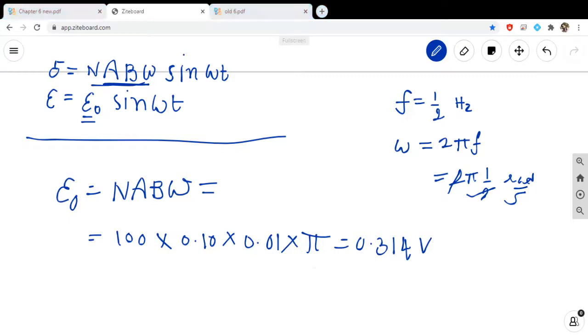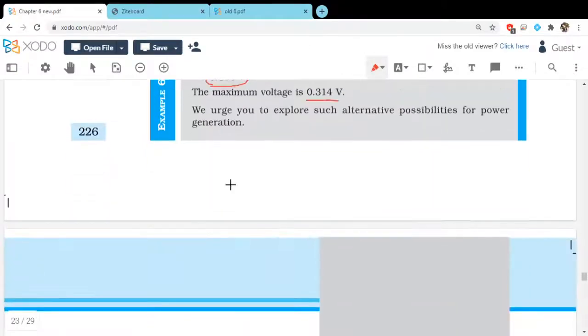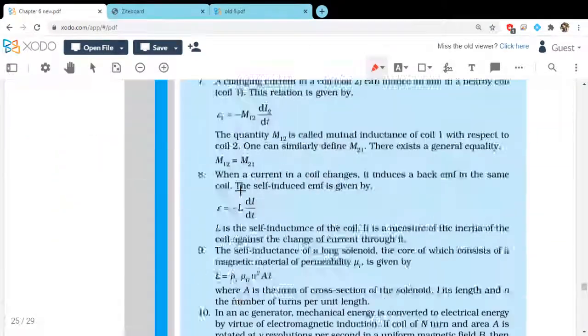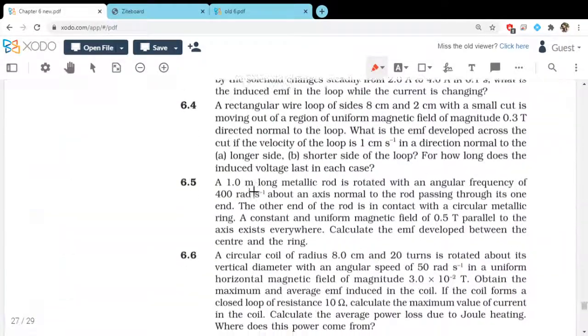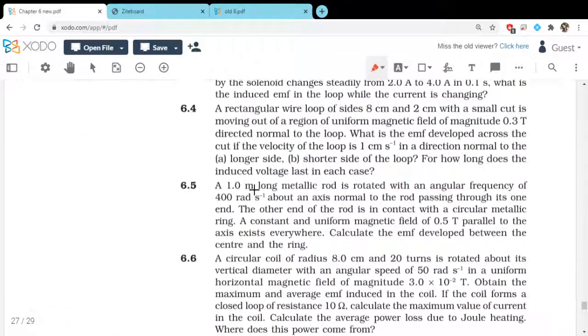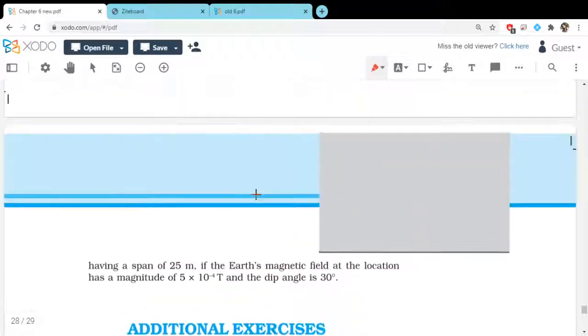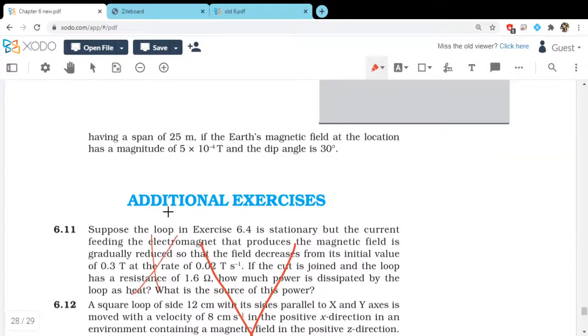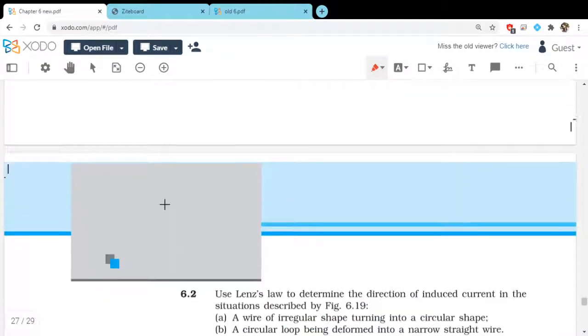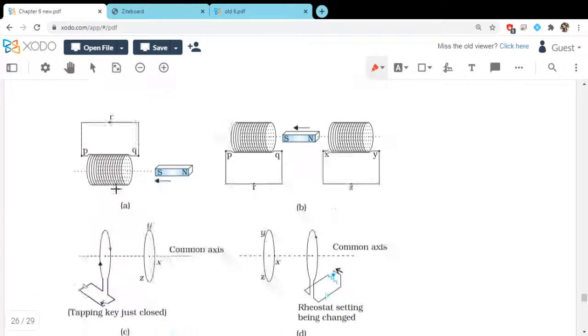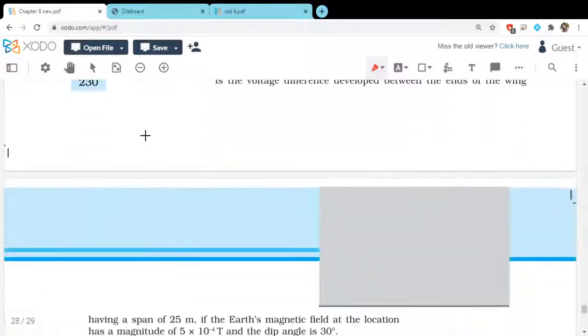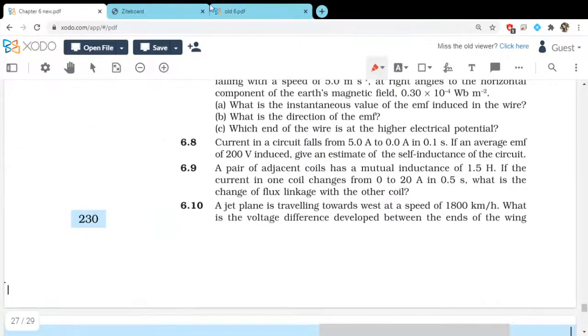So fine, example 6.11 is completed. The remaining part is the exercise, and we have to discuss all the numericals of the exercise except the additional exercise, which is removed. So in the next video we will cover all from 6.1 to 6.10. Okay, so this is just for today.